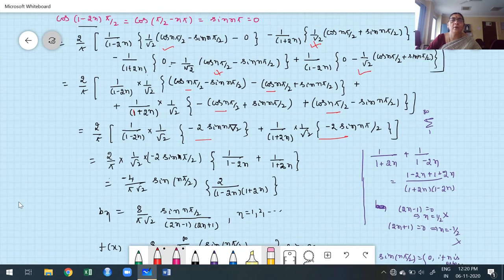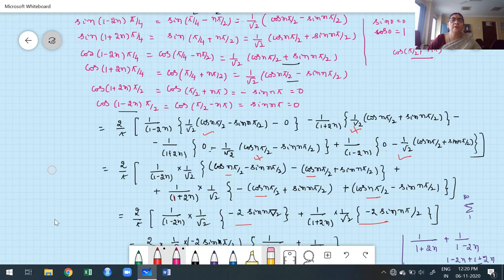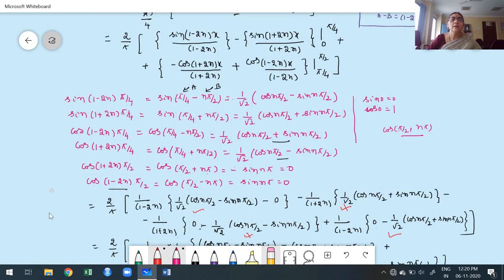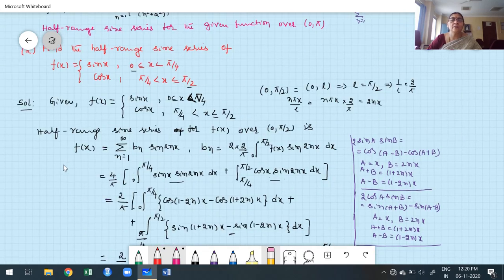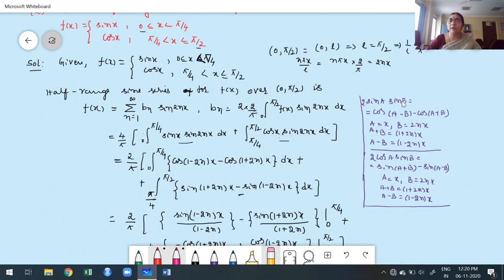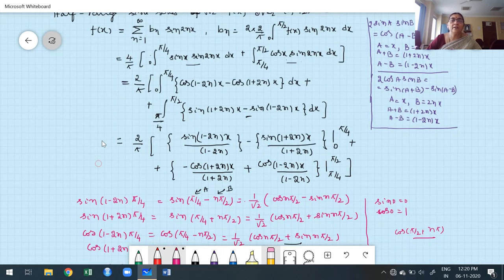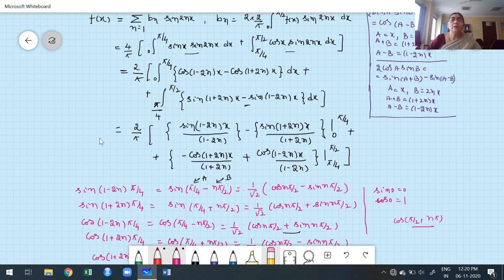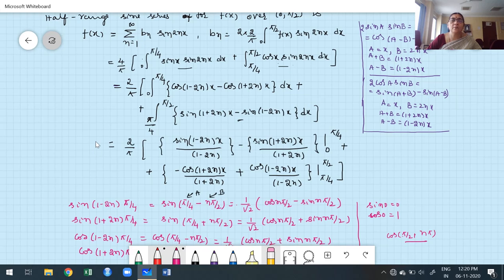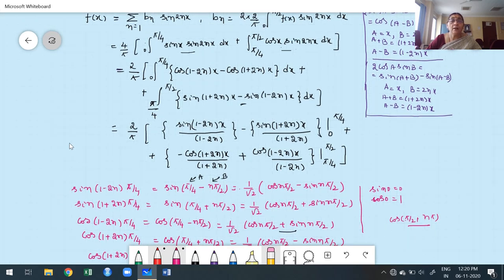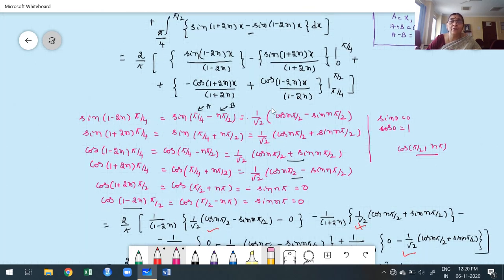Before I wind up today's class, let me brush up within a few seconds. Once you carefully apply your transformation formula, better you write the general formula and then replace A and B. After that, you integrate carefully. Once you integrate, sine becomes cos, cos becomes sine. Before applying the limit directly, first find out the limit value. And then we have to proceed.